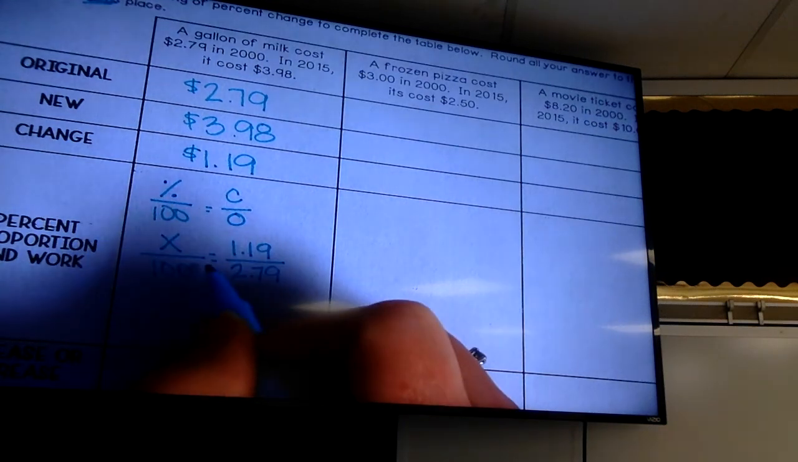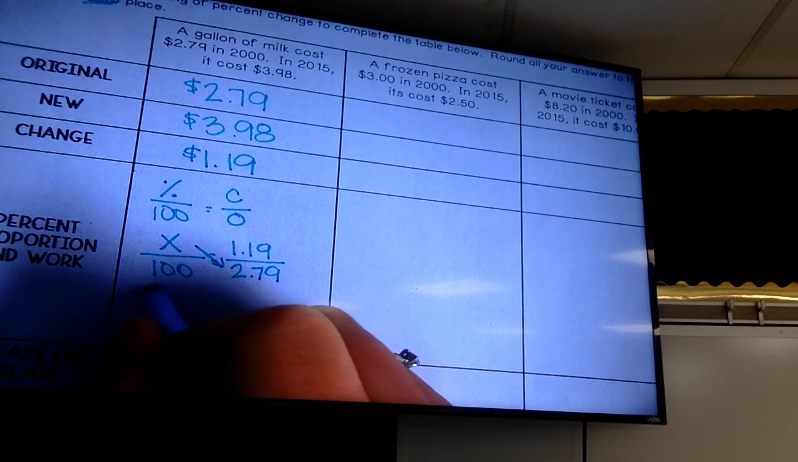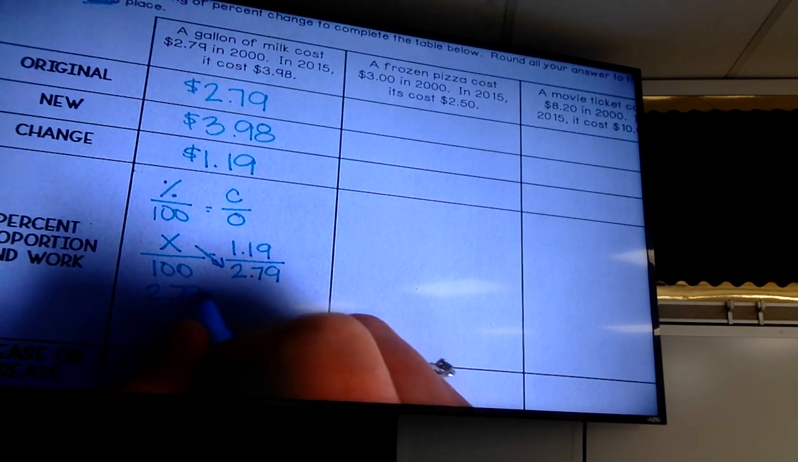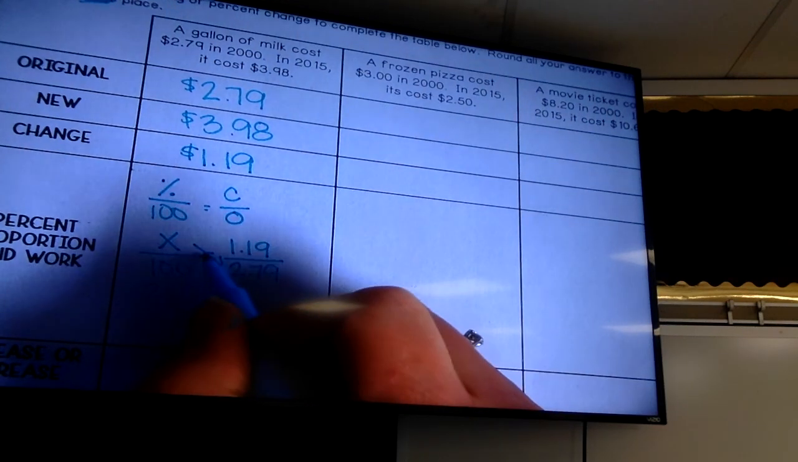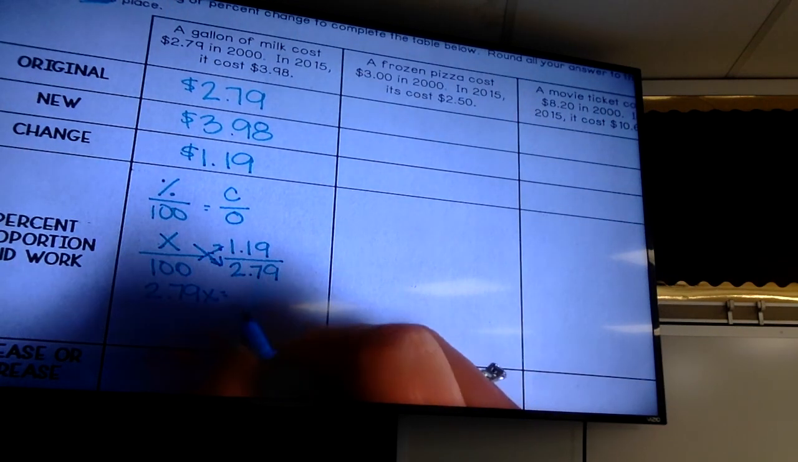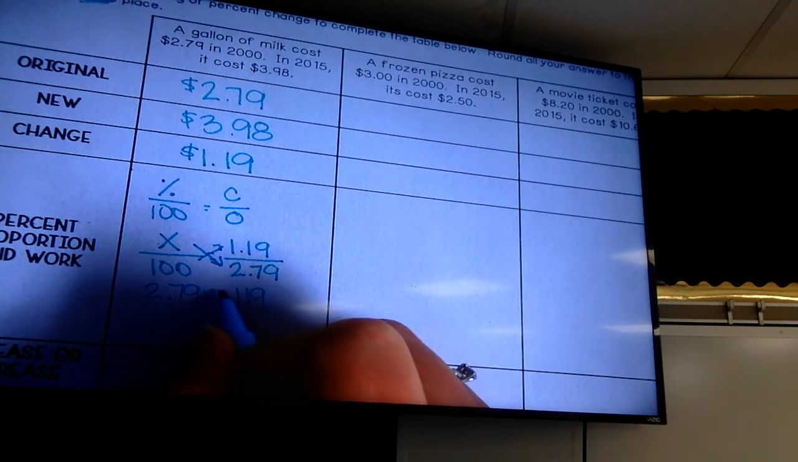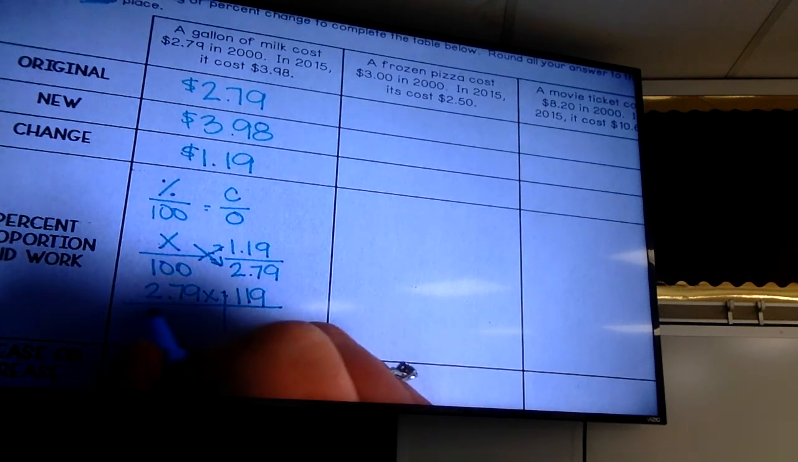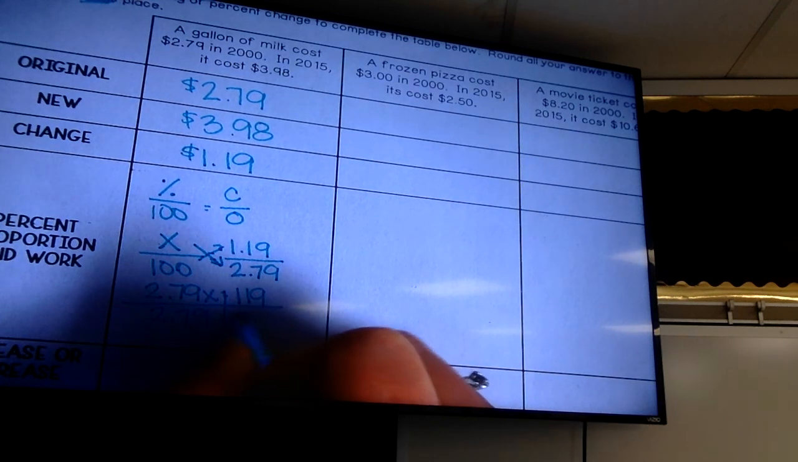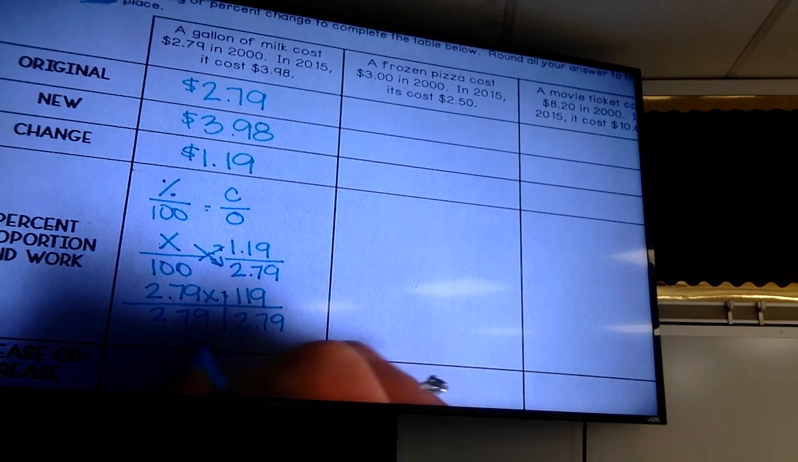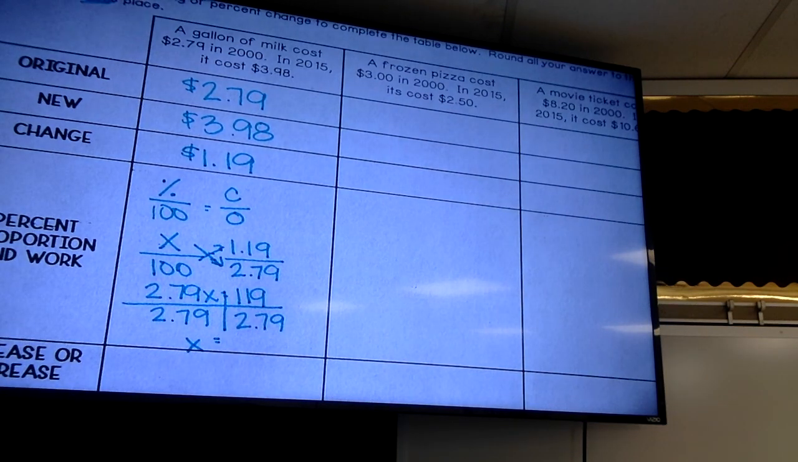Remember, when we use a percent proportion, we cross multiply. So I'm going to say X times 2.79 is 2.79X. And 100 times 1.19 is 119. I want to get the X by itself, and right now it's being multiplied by 2.79. So if I divide by 2.79, that's going to give me my percent. So I do 119 divided by 2.79.